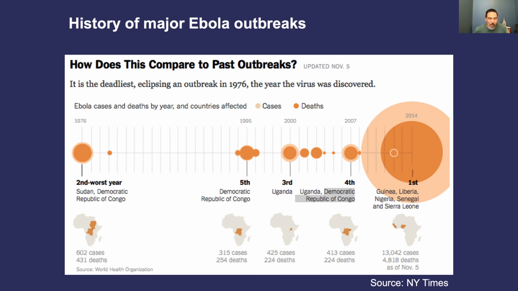The dark orange represents the number of deaths, and the light orange represents the total number of cases, so you can get a sense of the case fatality rate. But we didn't hear much from Ebola for quite some time between 1976 until 1995, and then after 2000, it would show up more and more frequently until the largest outbreak to date began in 2014 in Guinea, Liberia, and Sierra Leone.